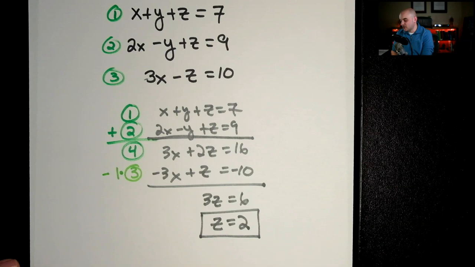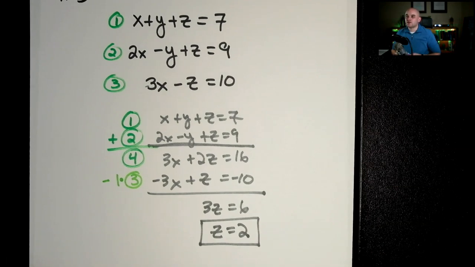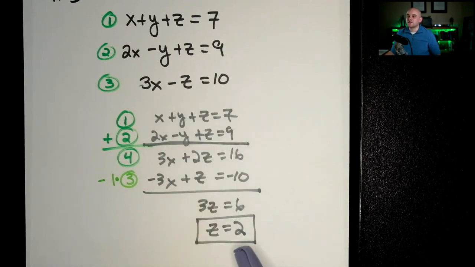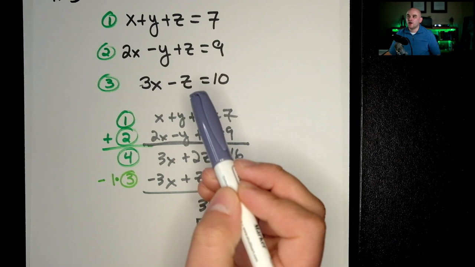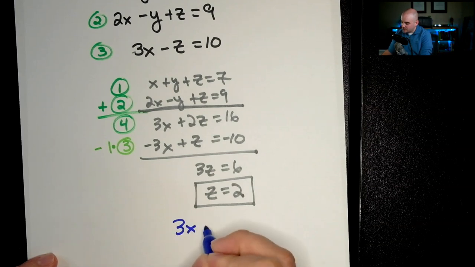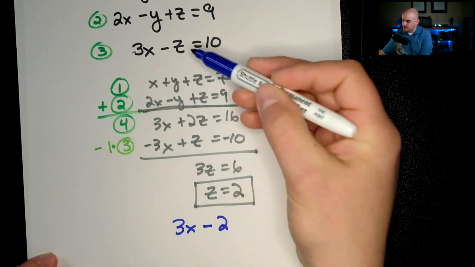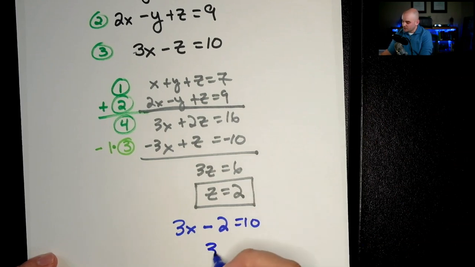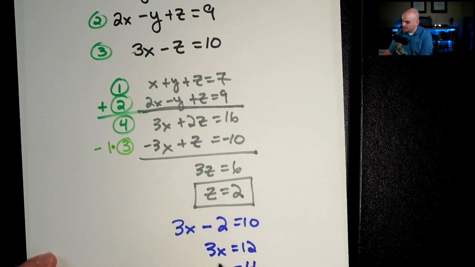But I need to figure out what x and y are as well. Looking back at equation 3, the y's already gone out of it. So I'm going to plug this z into equation 3 to figure out my x. So let's do that next. We get 3x minus 2, that's z's value, is equal to 10. So 3x equals 12, or x is equal to 4.